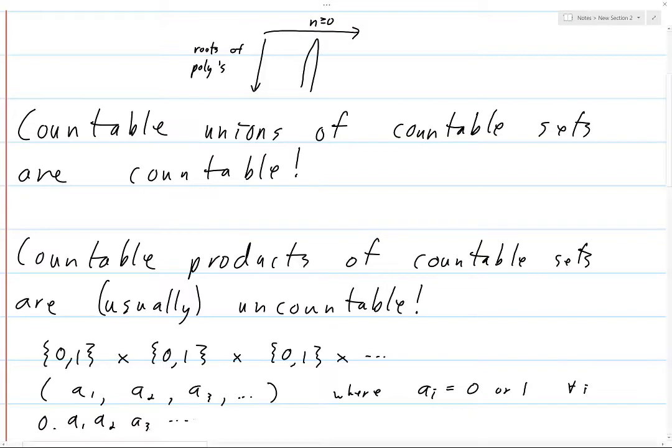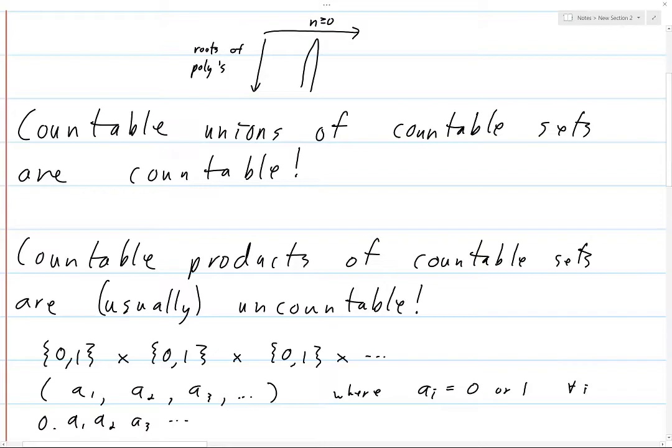Because all these Ai's are 0 or 1, we can think of this as being all binary decimal expansions between the numbers 0 and 1. And so that's going to have the same size as the number of real numbers between 0 and 1, which is uncountable. And so this already gives us an uncountable set.